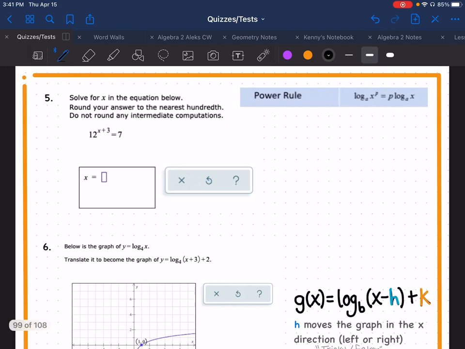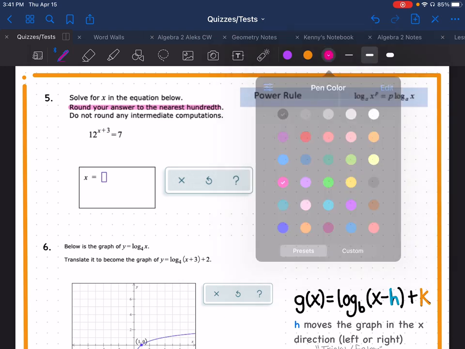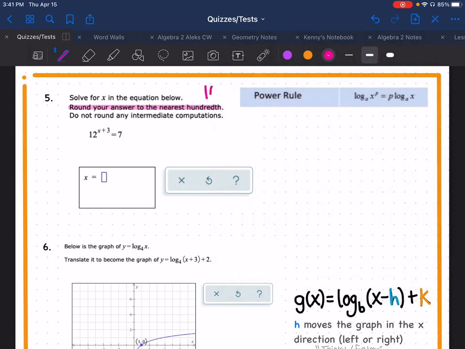Okay, let's take a look at question number 5. Question number 5 is going to ask you to solve for x in the equation below. It is going to ask you to round your answer to the nearest hundredth. Remember, hundredth is like this. So my decimal is here. I'm going to count 1, 2, and the third number is going to be the one that follows the rounding rules from the last page.